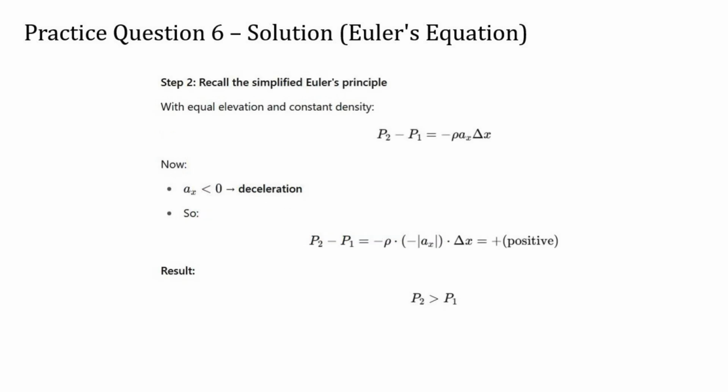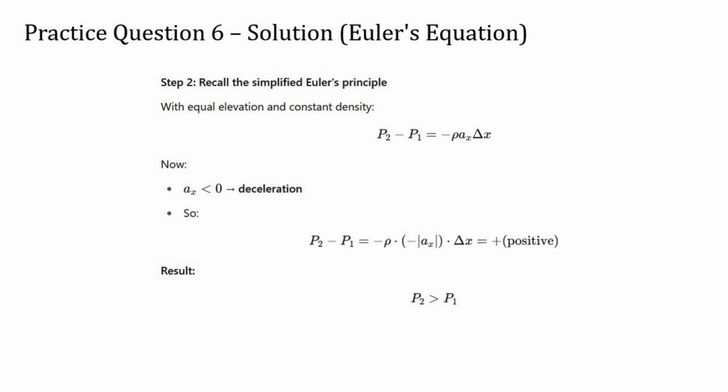Now, to understand what happens to pressure, we recall a simplified version of Euler's equation. This tells us that the change in pressure between 2 points is directly related to the local acceleration acting along the length of the pipe. In this case, the flow is decelerating, meaning the acceleration is negative in the direction of the flow. When we apply this concept mathematically, we see that the negative acceleration causes the pressure difference to be positive. That means the pressure at the downstream location, location 2, must be greater than at the upstream location, location 1.